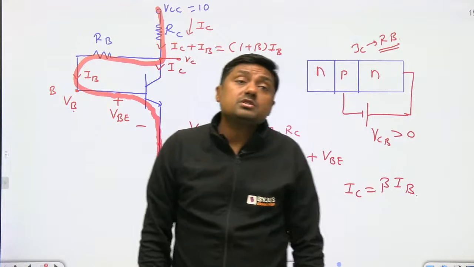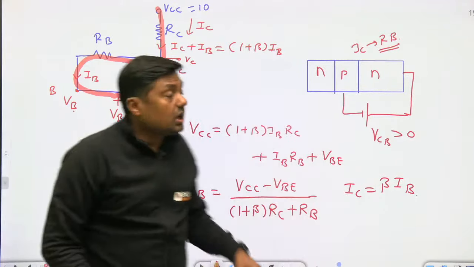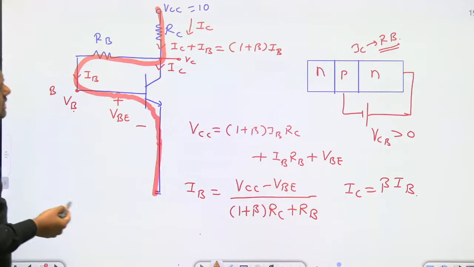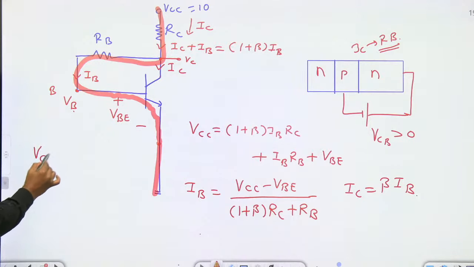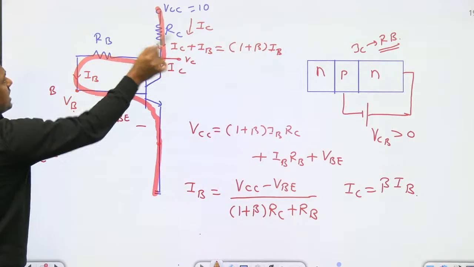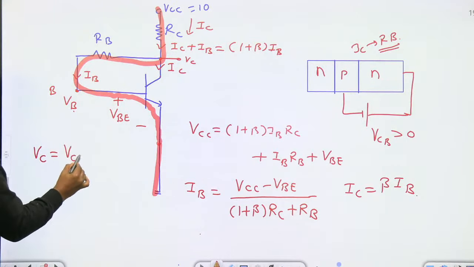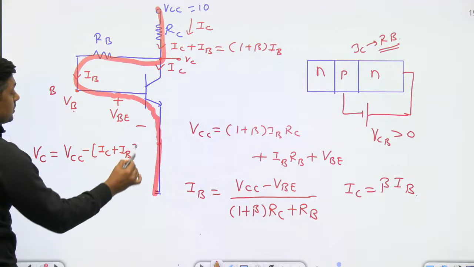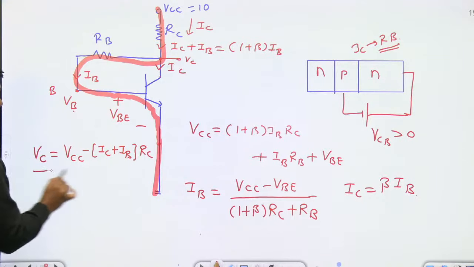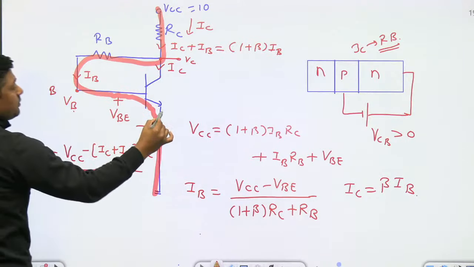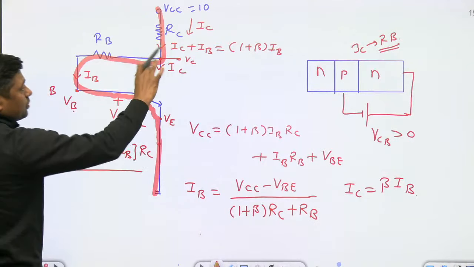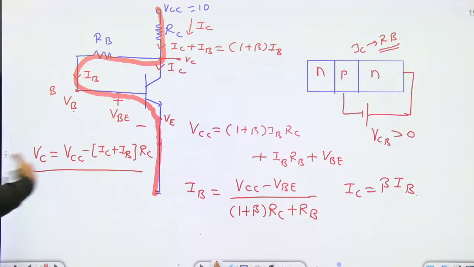Then what is the silly mistake? Again in this question, what is asked here? Find the value of VC. If it is asked VC, then we have to write VC is not VCC minus IC into RC. It is VCC minus (IC plus IB) into RC. Remember that. VC or VCE, because emitter is connected to ground. Emitter voltage is 0. So VCE. So that is the formula, remember.